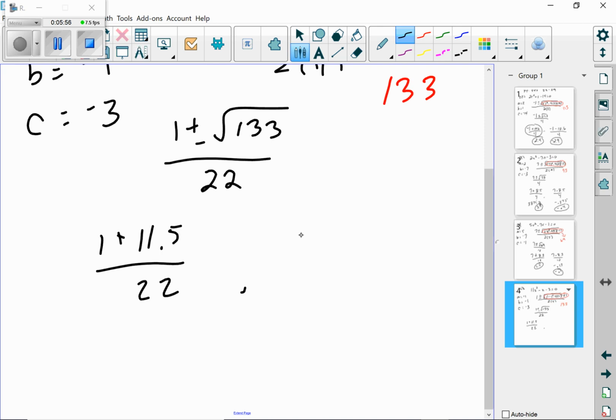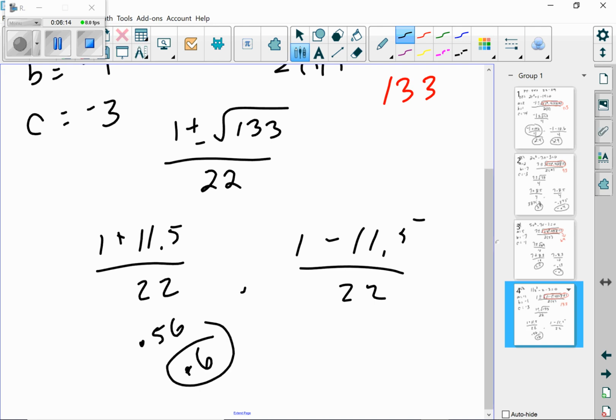And then 1 minus 11.5 divided by 22 gives us the two answers. 1 plus 11.5, that's 12.5 divided by 22, is about 0.56 something, which rounds to about 0.6. That's a good answer for that one, positive. The other side's negative 10.5 divided by 22, which is about negative 0.47 something, and that rounds to about negative 0.5, which would be okay.